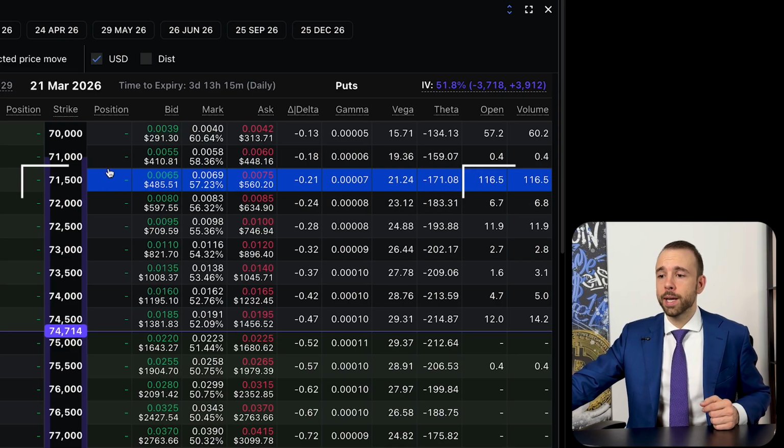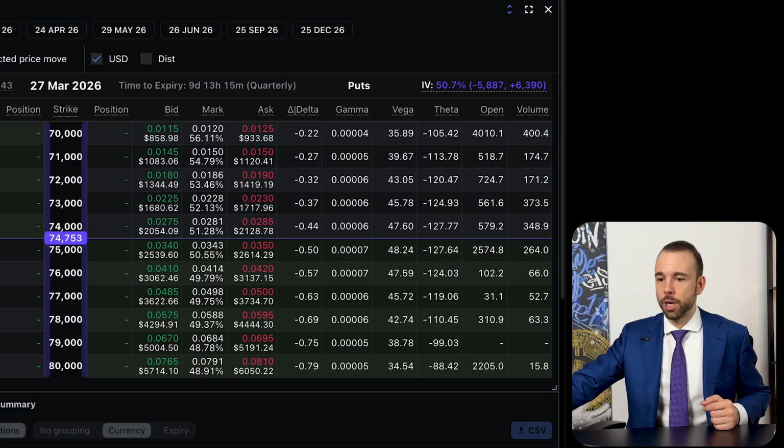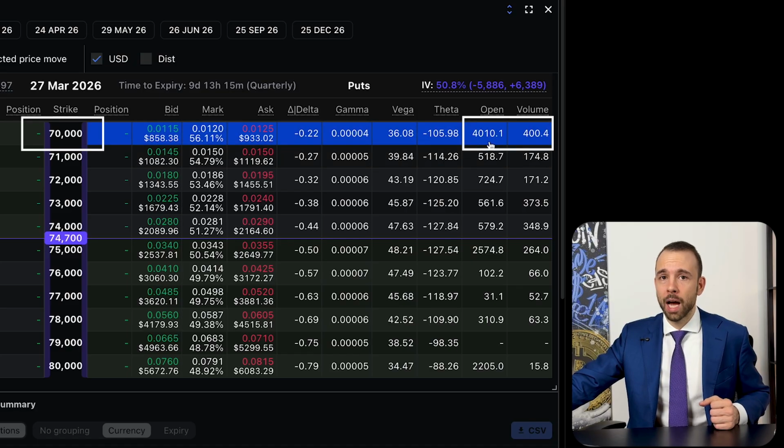But if we go, for example, to the end of March expiration date, here we can see, for example, the strike price of $70,000 has an open interest of 4,000 bitcoins.